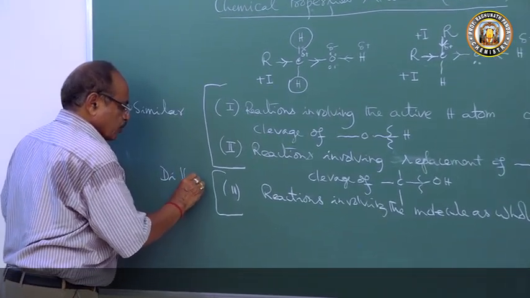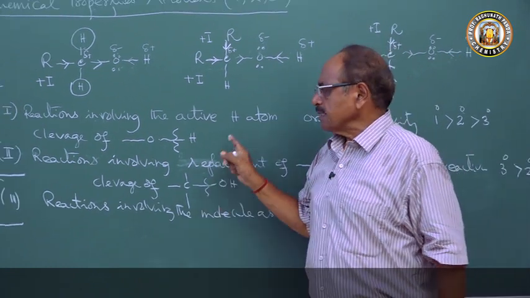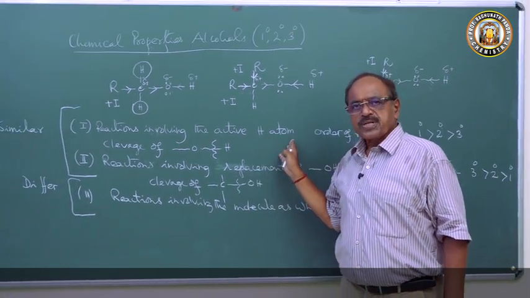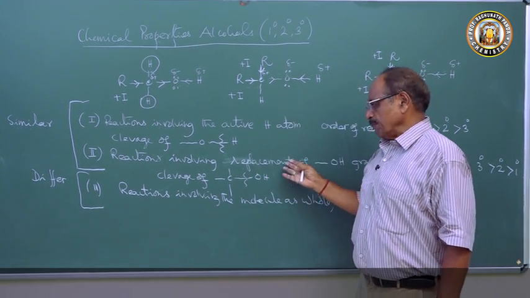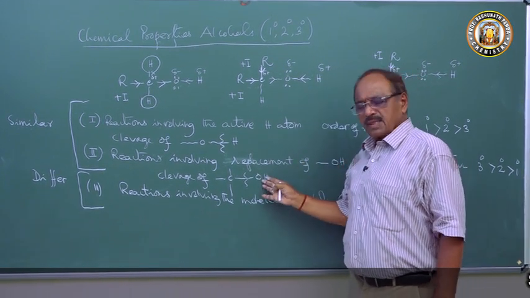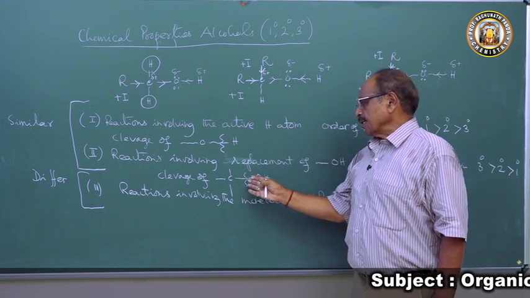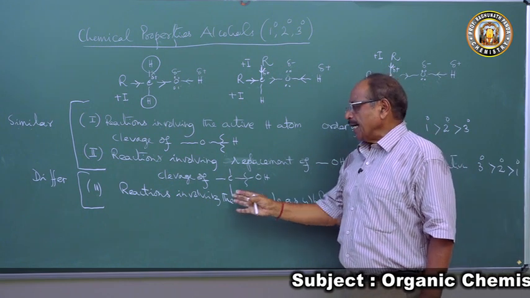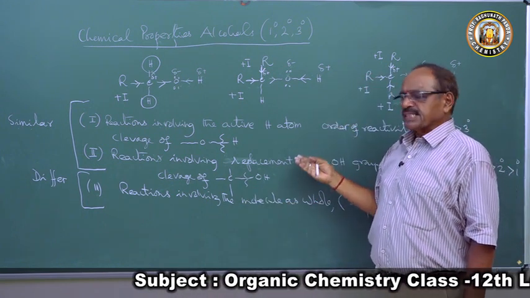So I want to say that all alcohols give similar types of reactions involving the active hydrogen atom, the cleavage of the OH bond, and the replacement of the OH group, generally nucleophilic substitution reaction, the cleavage of the CO bond. In these reactions they exhibit similarity, but the order of reactivity changes.